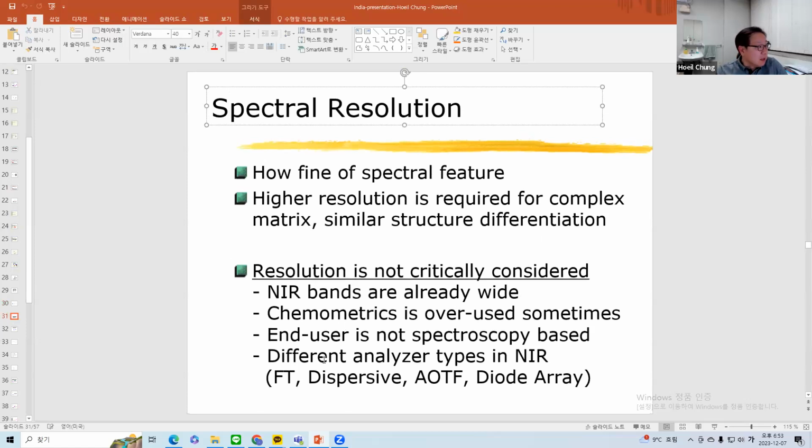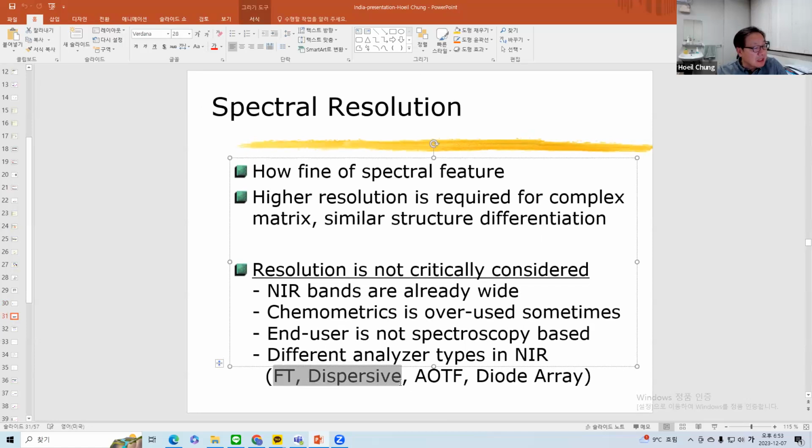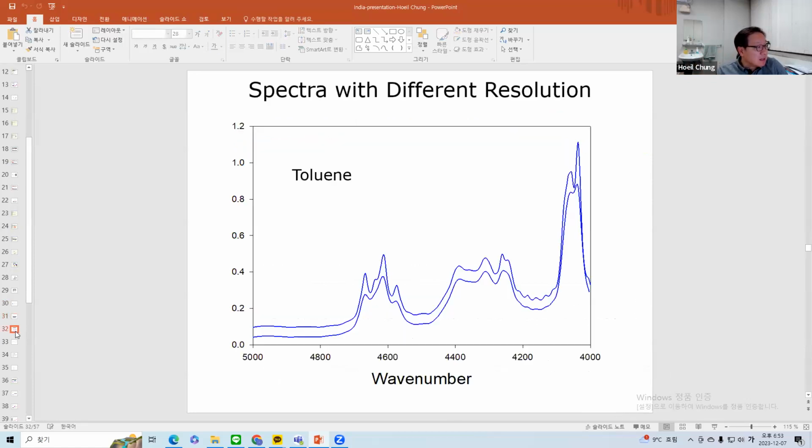Okay, so actually, spectral resolution. In NIR there are FT type, dispersive type, AOTF type, or diode array type. You can see there are many different types of NIR analyzers, and the spectral resolution is different. So I tested this. The top one is high resolution spectra, and the bottom one is low resolution spectra. As you can see here, when you measure at high resolution, it looks like two peaks here, but at low resolution there is only one peak here. Also here, there are two peaks here, one peak here. So depending on your resolution, the highlighted spectral features are different.